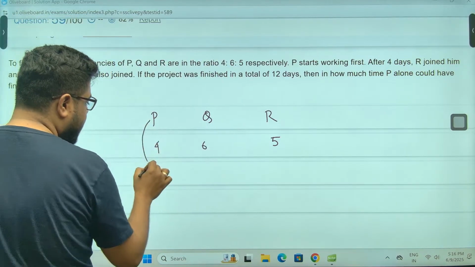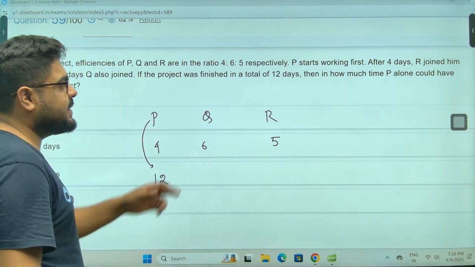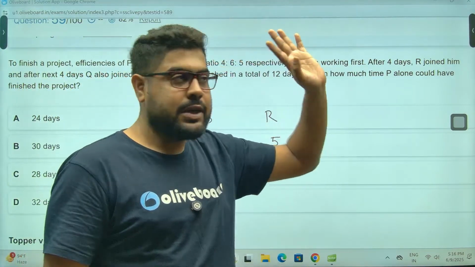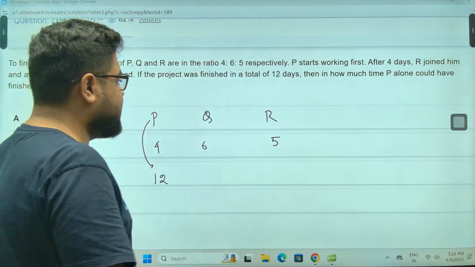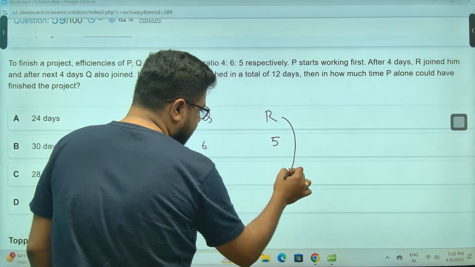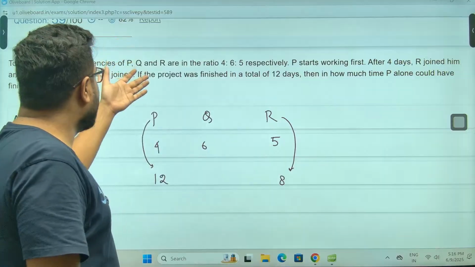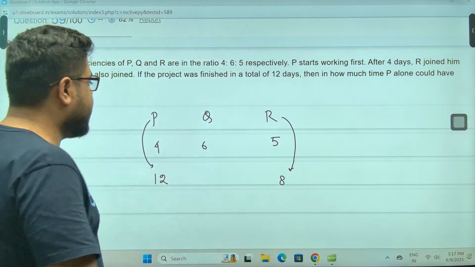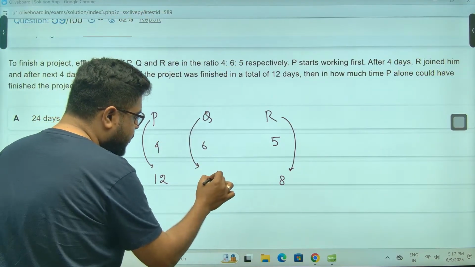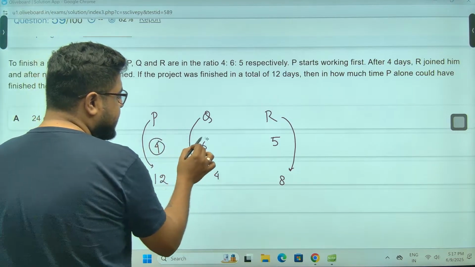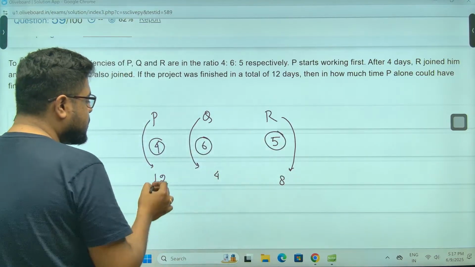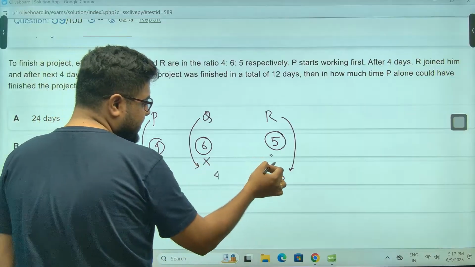Acha sir. P has worked for 12 days because P started and P finished. R has worked for how many days? After 4 days R joined. So R has worked for 8 days, sir. And Q has joined 4 more days after, meaning Q has only worked for 4 days. Achha, sir. Now let's take, sir, P can do 4 units a day, 6 units a day, 5 units a day. So total work will be this.